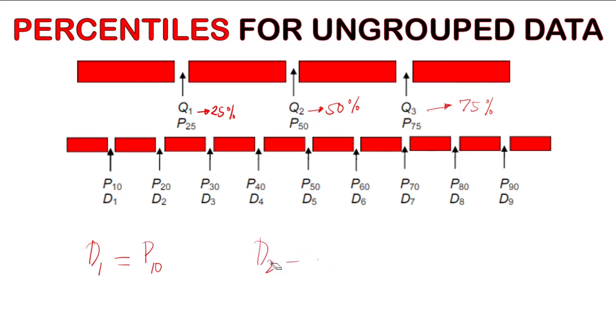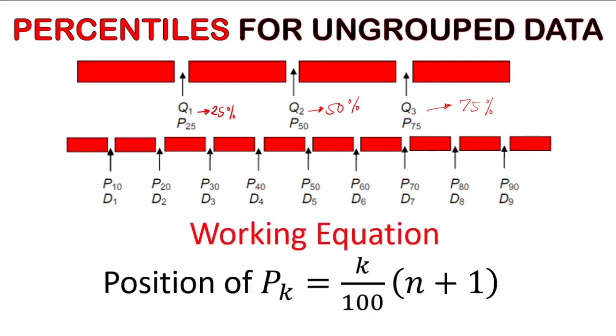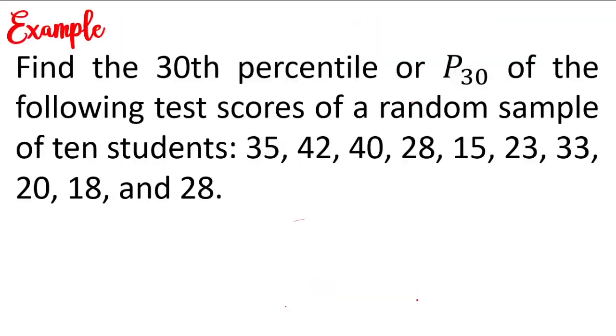Okay? For the working equation, they have the same idea, but instead of 4 and 10, the whole distribution will be divided into 100. Okay? So the working equation now will be the position of the unknown percentile is equal to k over 100 of n plus 1. Where n is the total number of scores. Okay, let's have an example.